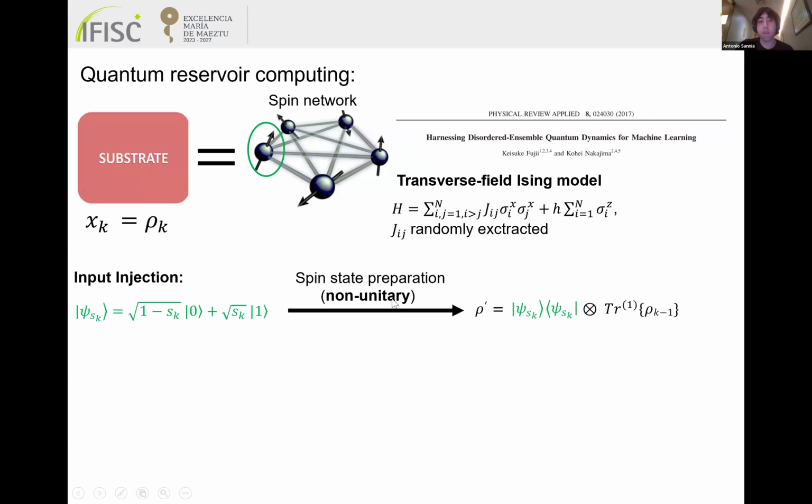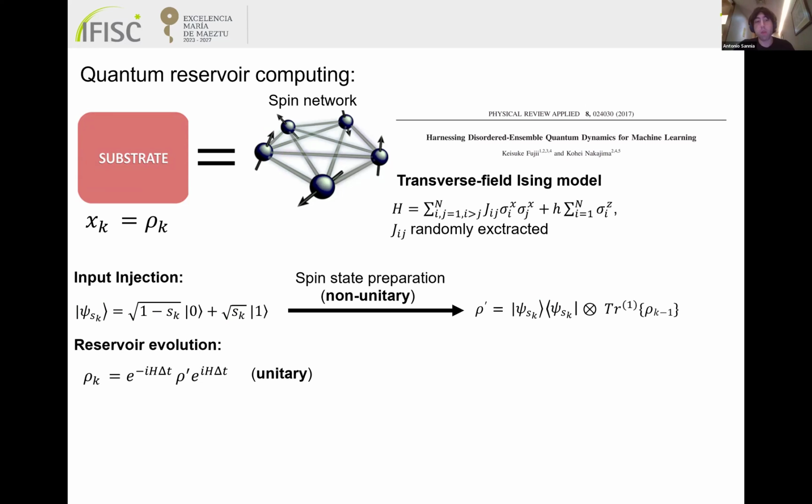And then we let the system evolve according to its Hamiltonian. I want to stress, and I will also underline it later, that the preparation of one spin of the network is a non-unitary operation. It is a necessary thing that has to be present in the updating rule of a reservoir. So we need the whole evolution of the reservoir to be non-unitary.